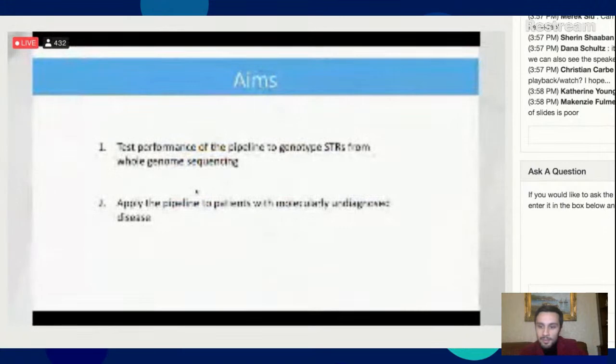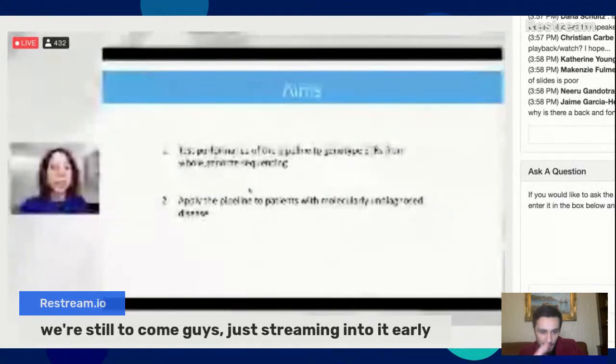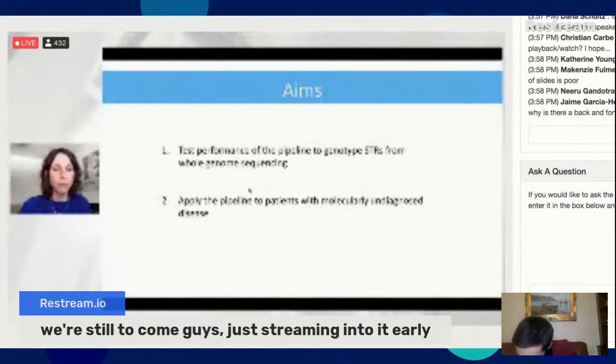Going on to our study, the aims of our study were two really. The first one was to test the performance of a pipeline to genotype short tandem repeats from whole genome sequencing. And the second was to apply the pipeline to patients that had molecularly undiagnosed disease.